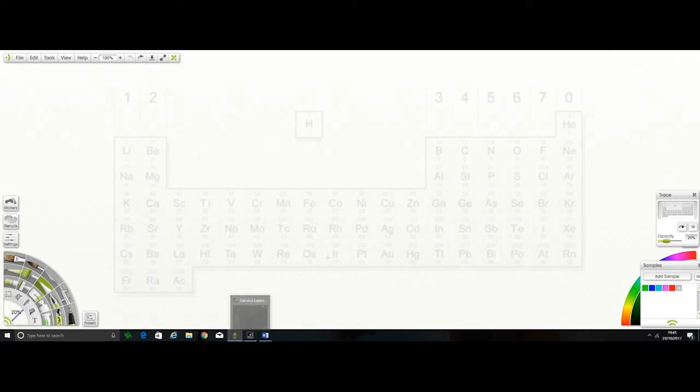Last session we looked at group 1 elements. Group 1 elements are of course these ones down here, so all of these are group 1 elements. Today we're going to be looking at group 7 elements. So let's get started. Group 7 elements are called halogens. Okay, so they have another name called halogens.